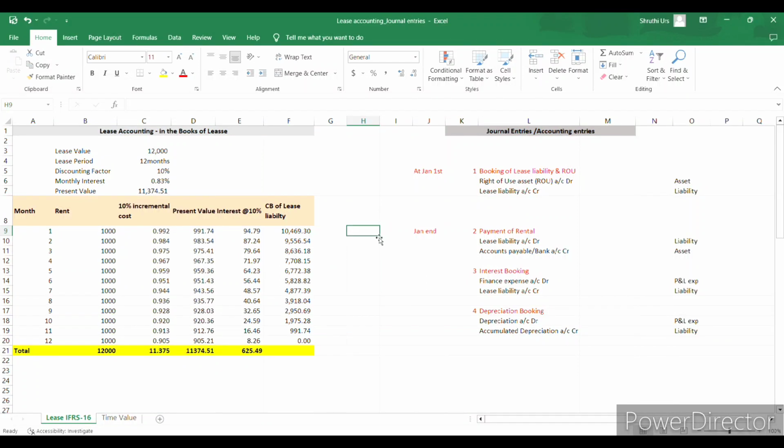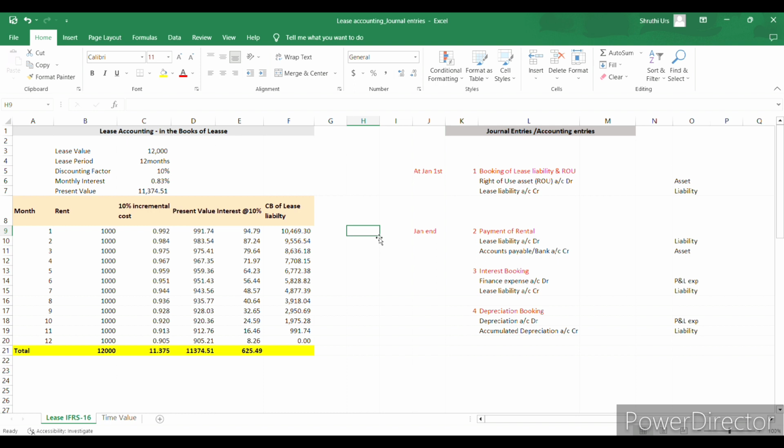Hi friends, today we will see accounting entries or journal entries for Ind AS 116 or IFRS 16 in the books of Lease. This is one of the important questions asked in the interview also.